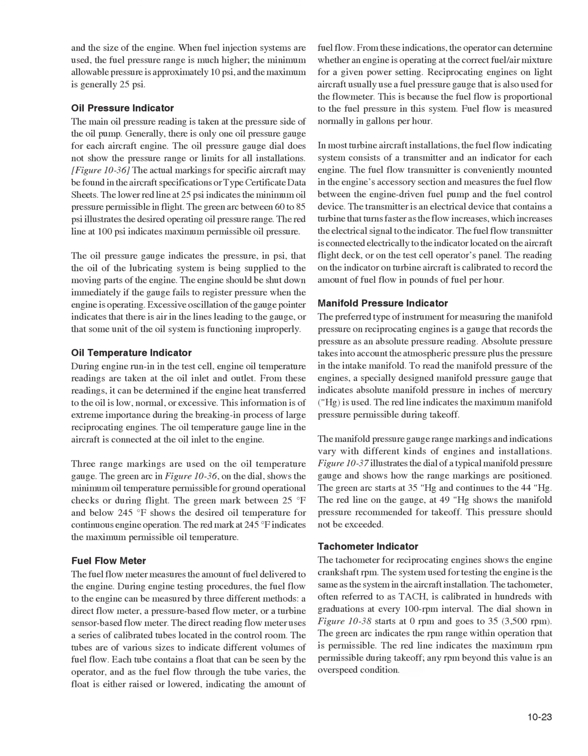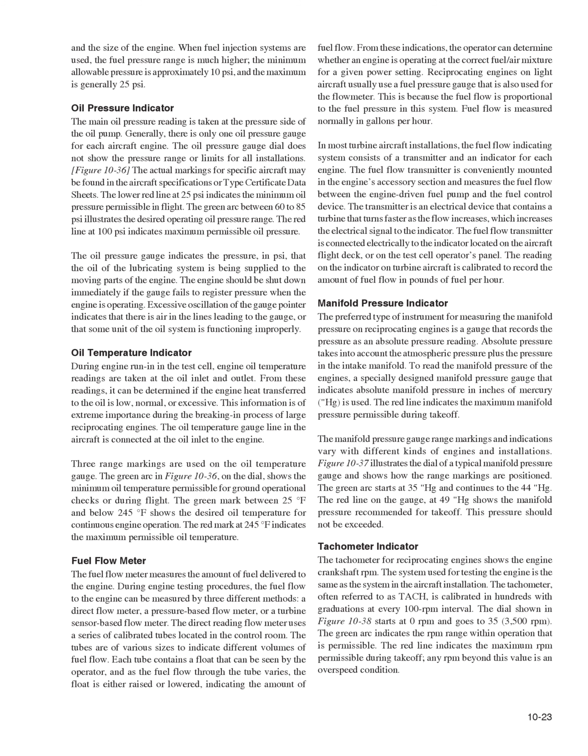The manifold pressure gauge range markings and indications vary with different kinds of engines and installations. Figure 1037 illustrates the dial of a typical manifold pressure gauge and shows how the range markings are positioned. The green arc starts at 35 Hg and continues to 44 Hg. The red line on the gauge, at 49 Hg, shows the manifold pressure recommended for takeoff. This pressure should not be exceeded.